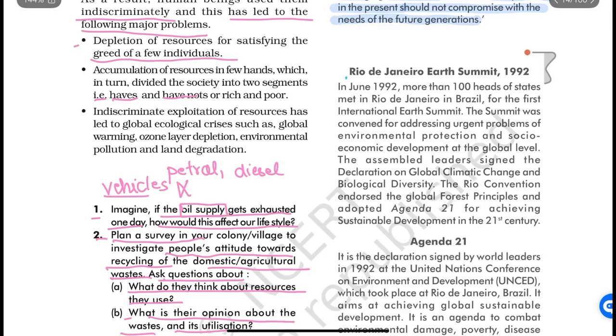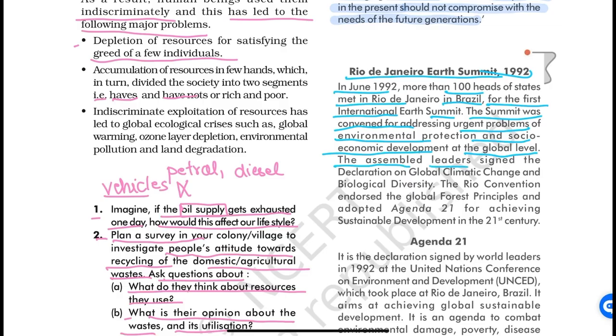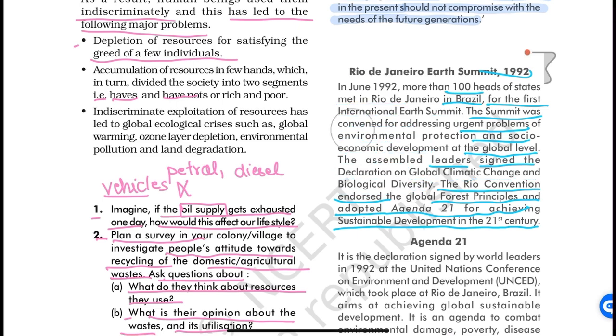Next topic is Rio de Janeiro Earth Summit 1992. In June 1992, more than 100 heads of state met in Rio de Janeiro in Brazil for the first International Earth Summit. The summit was convened for addressing urgent problems of environmental protection and socio-economic development at the global level. The assembled leaders signed the Declaration of Global Climatic Change and Biological Diversity. The Rio Convention endorsed the Global Forest Principles and adopted Agenda 21 for achieving sustainable development in 21st century. So this is, you can say, a short note about Rio de Janeiro Earth Summit.